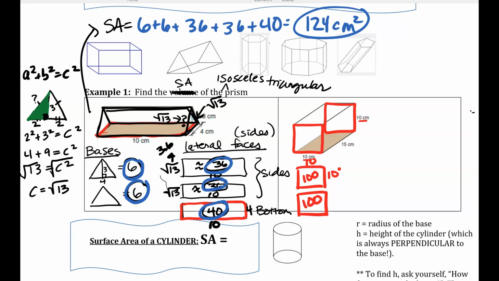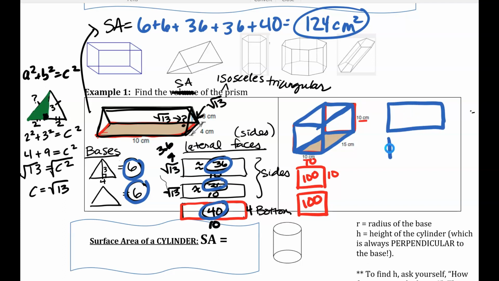So those areas are 100, and then it looks like I've got, let's see, 4 sides. So that side is 10, the bottom is 10 by 15. And if I look at this side, this is also 10 by 15. And this would also be 10 by 15. And then this side would be 10 by 15. So I've got 4 identical rectangles.